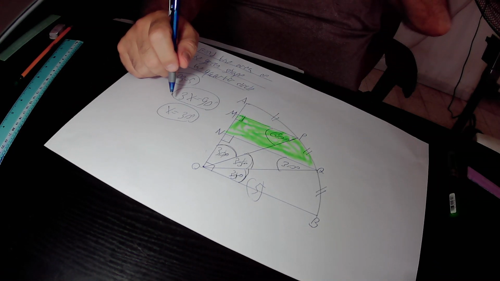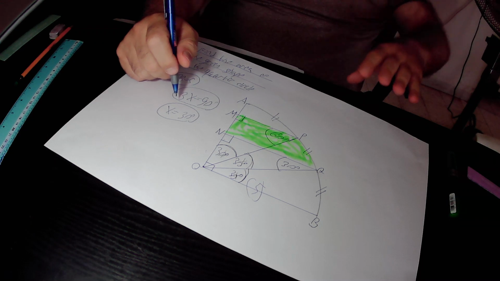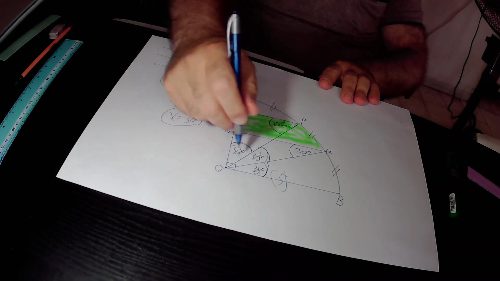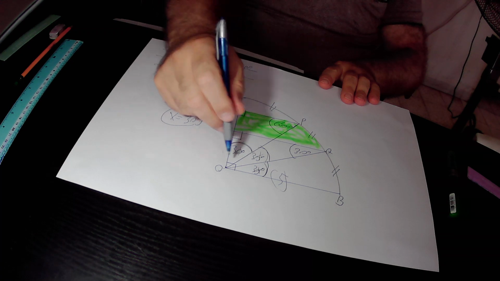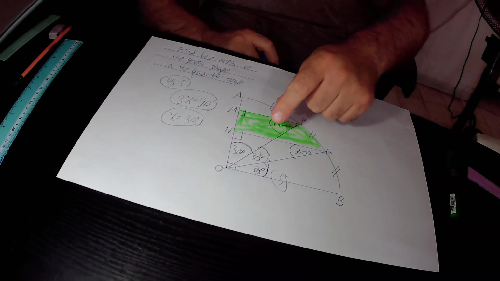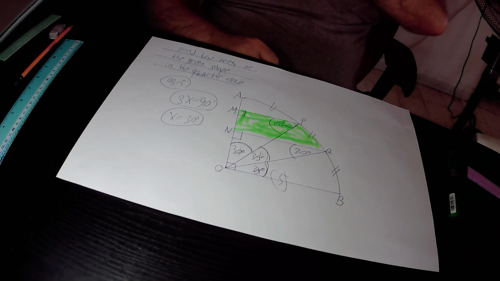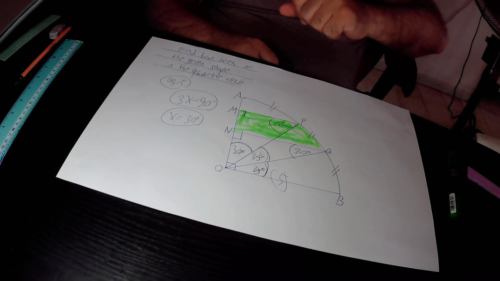Okay, so in the next step, I'm copying the right triangle MOP and this right triangle NOQ in a new page, and we prove that those two right triangles can go into each other according to the angle side angle rule.